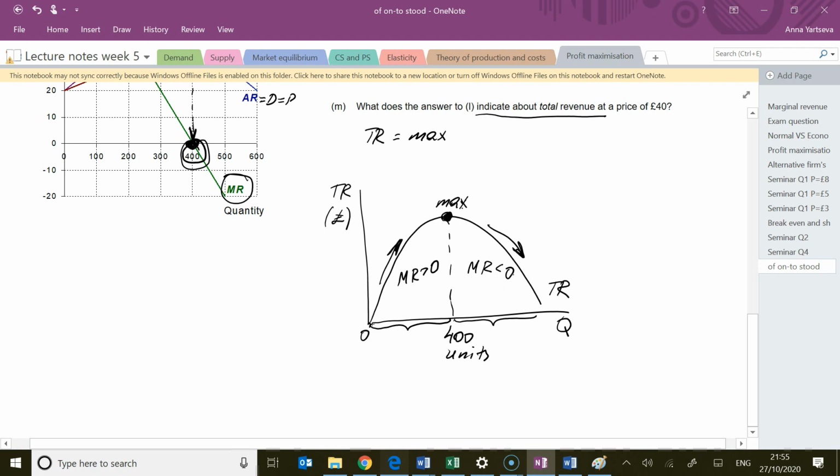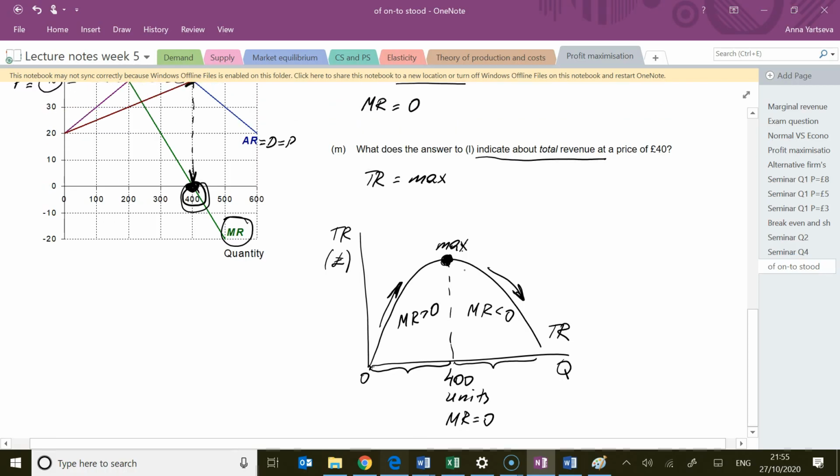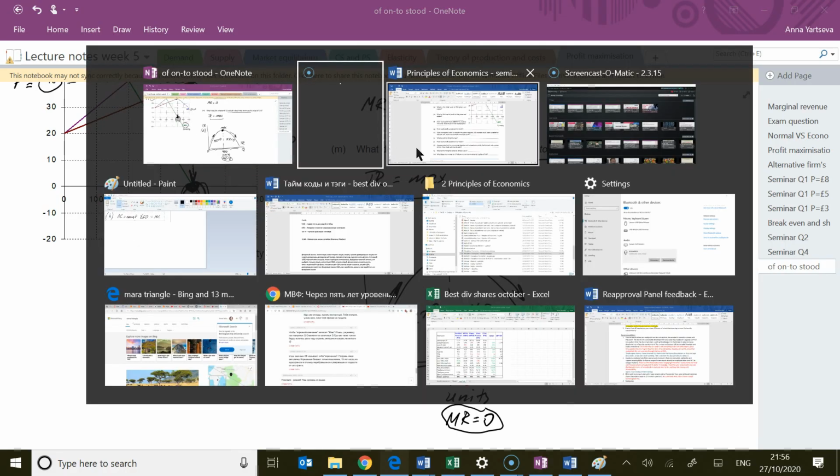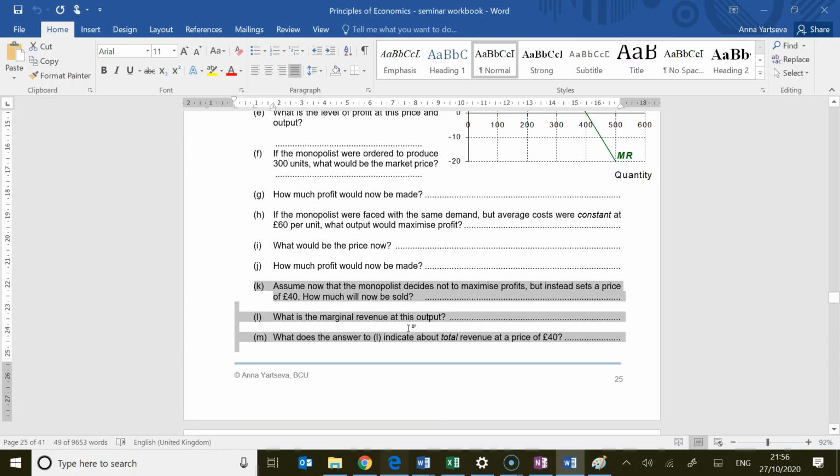When marginal revenue is less than 0, total revenue will go down, which means that total revenue reaches a point of maximum exactly at the point where marginal revenue equals 0, which happens to be at 400 units. So this is an interpretation of marginal revenue equal to 0 for this particular scenario: when it's equal to 0, total revenue will be maximized. I think this is it with this particular exercise.